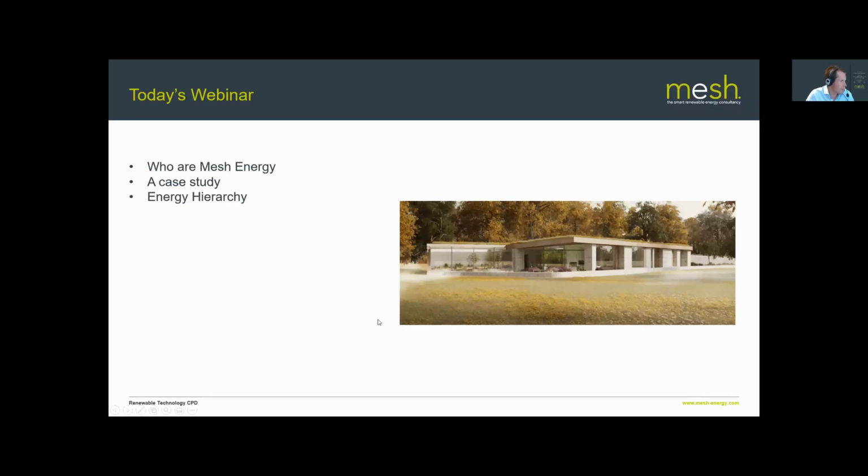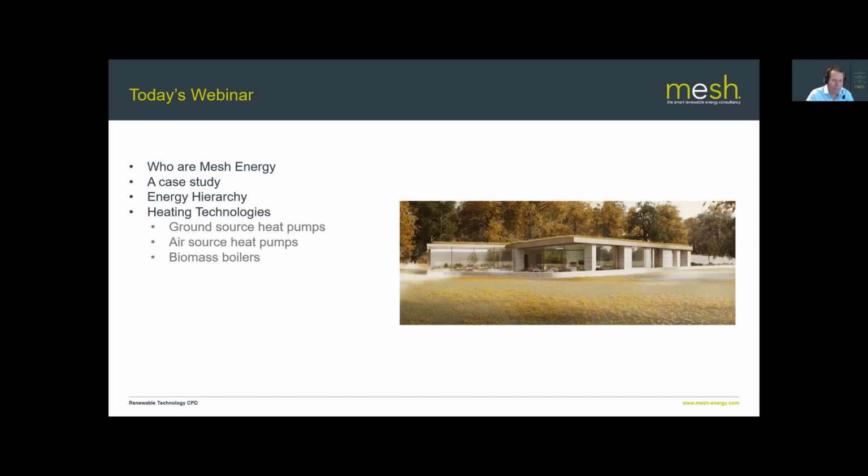We'll talk about the energy hierarchy, and there's a little bit more in this presentation than there is usually in our Intro to Renewables presentation. And we're going to talk a little bit more about that energy hierarchy and why it's so important and where you can really reduce cost in a project by following the energy hierarchy.